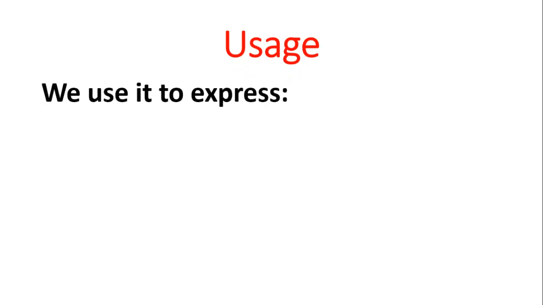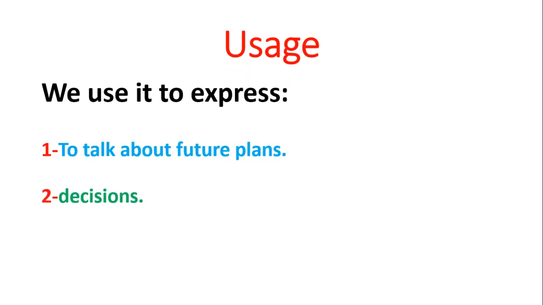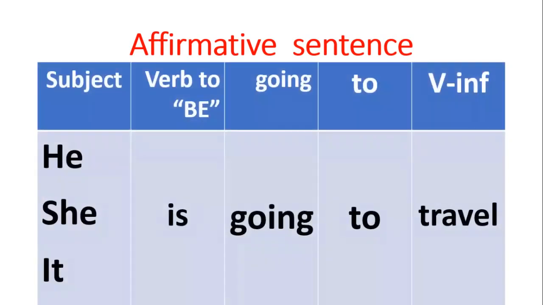At the beginning, my students will know the usage of future with be going to. We use it to express, number one, to talk about future plans. Number two, to express decisions. Number three, to express intentions. Okay, how to make affirmative sentence in future with be going to.